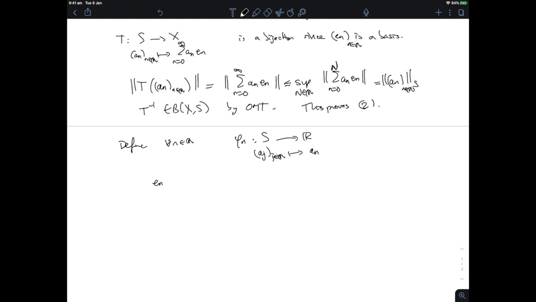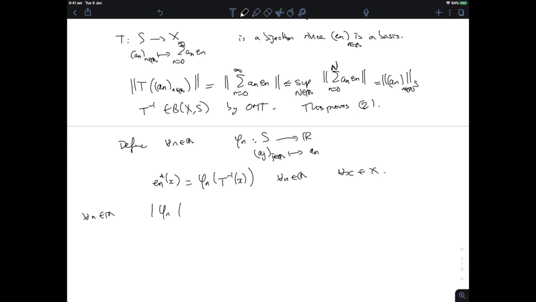Now what is en star of x? By definition, it is phi n of T minus 1 of x. You take your decomposition of x, T minus 1 gives you the sequence of coefficients, and phi n returns the coefficient an. That's for every n in N and for every x in your Banach space. So in order to show that en star is bounded, because T is an isomorphism, we really just need to get a bound on the phi n's. But what have I got for the phi n's?